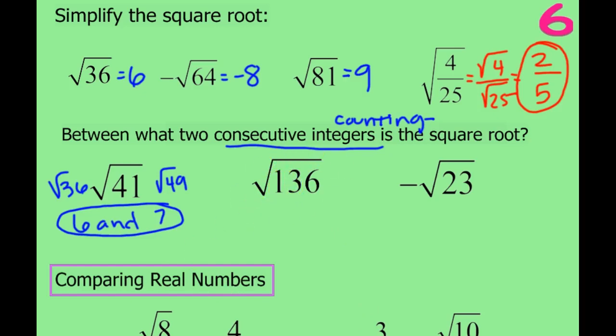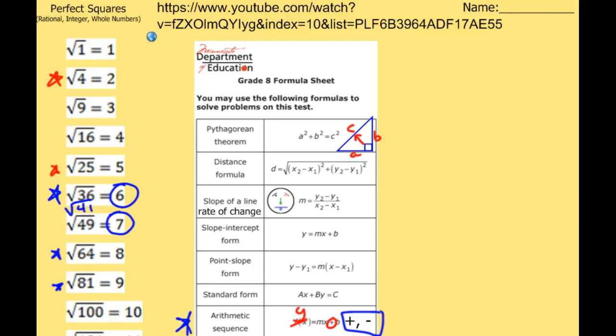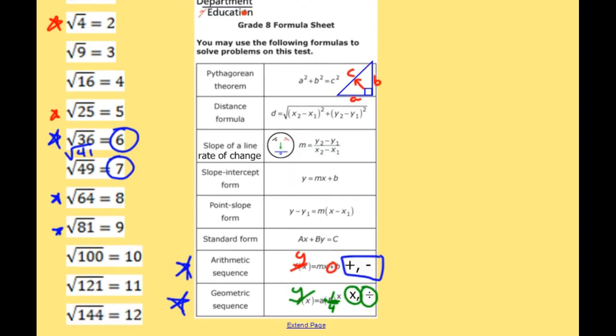Same thing here, square root of 136. Oops. Square root of 136, well, that would be way down here. It's between 121 and 144.